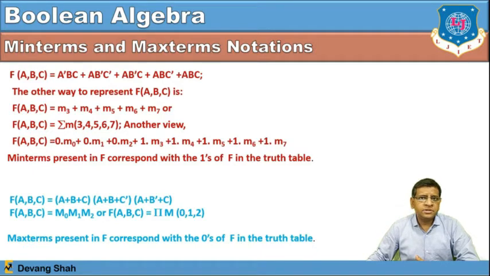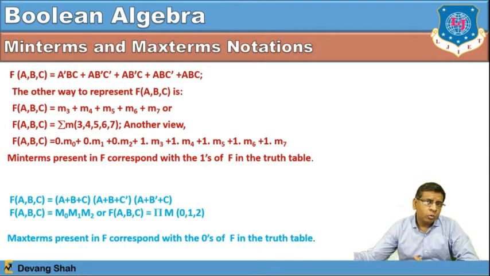Now you can check all are in the form of capital M, where you have M0, M1 and M2. So the missing terms are 3, 4, 5, 6 and 7. That means all are having the value of 0 here, the corresponding zeros, or you can represent it as pi of m over 0, 1 and 2. So all max terms represent the 0s in f of the truth table, right?